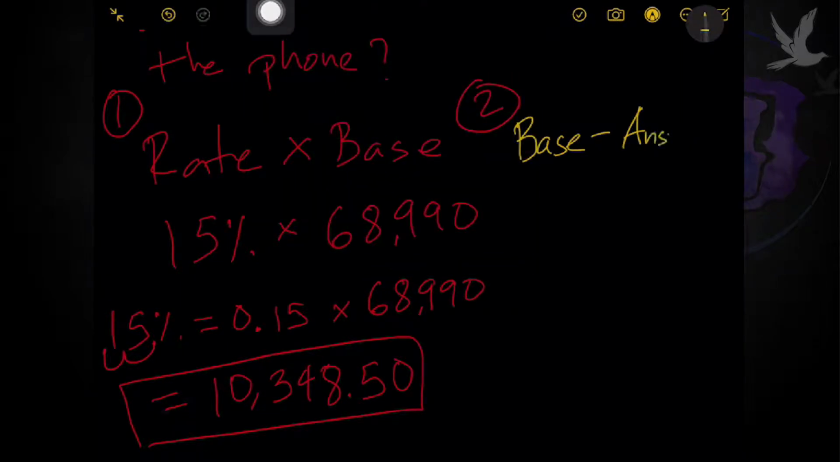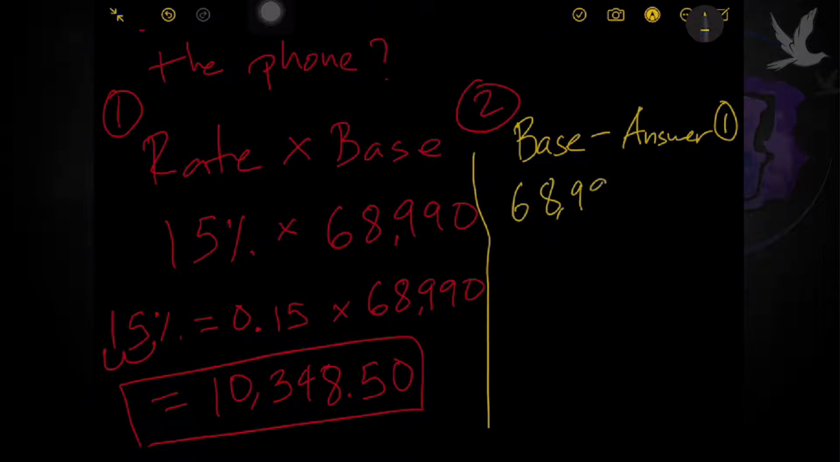Okay, answer in step 1. Ano nga bang base natin? Okay, separate ko lang. You know that our base is 68,990. Okay? And minus the answer from step 1, it's 10,348.50. Hindi na kasha. Okay, but if you're following, you won't have any problems with this one.